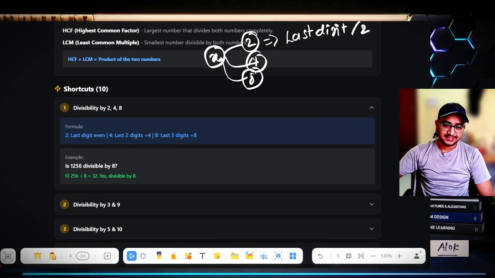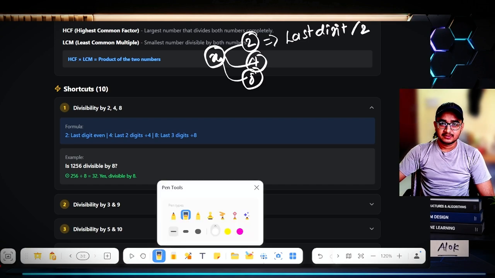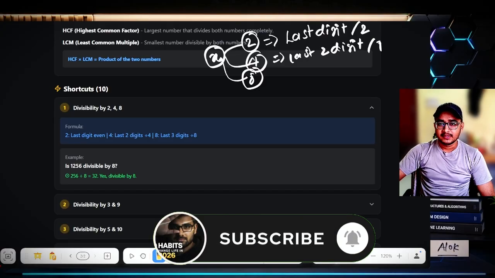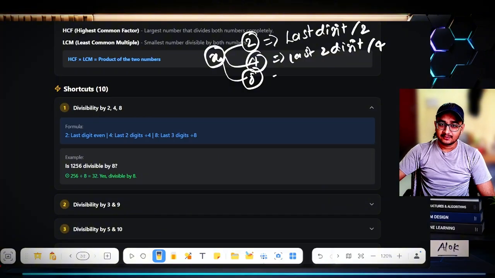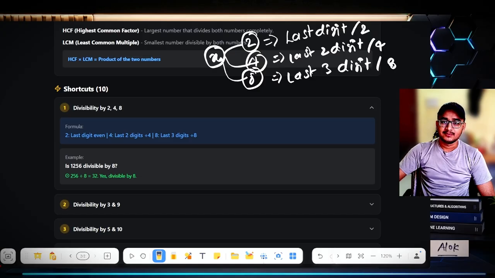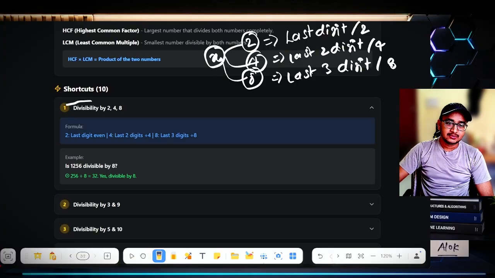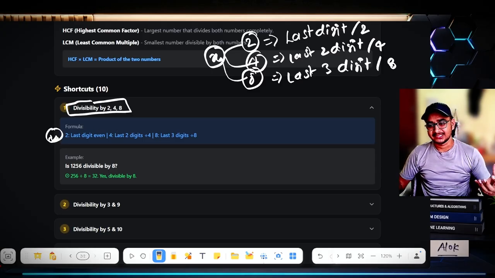But in case of 4, what do you have to find out? The last 2 digits should be divisible by 4. For 8, what do you have to find out? The last 3 digits should be divisible by 8. So this is the point you need to remember for the divisibility rule of 2, 4 and 8. It is also written here, you can understand it from it.